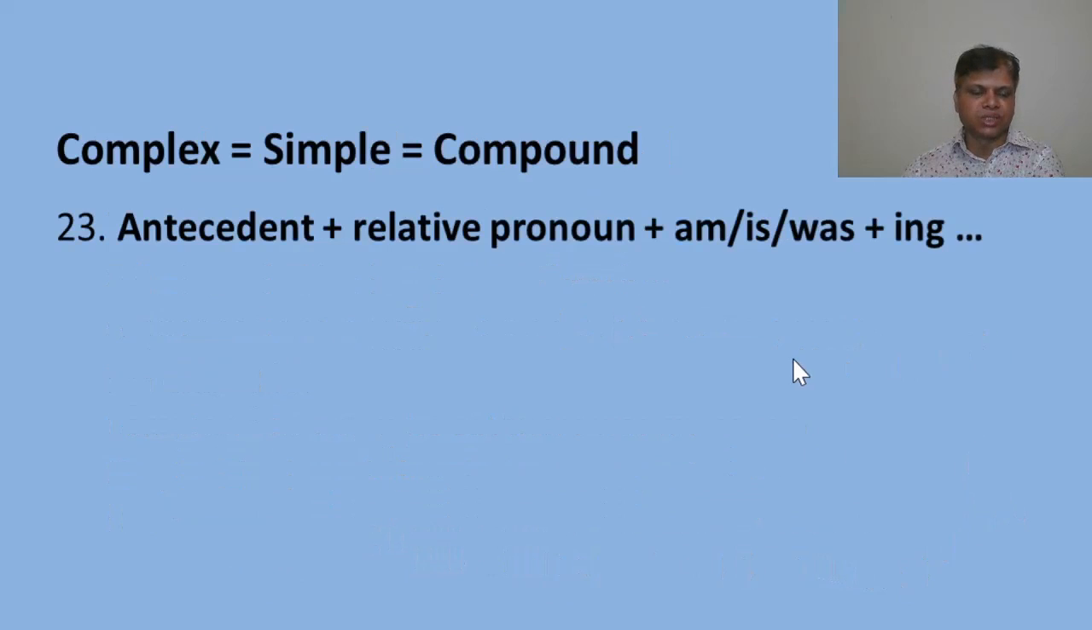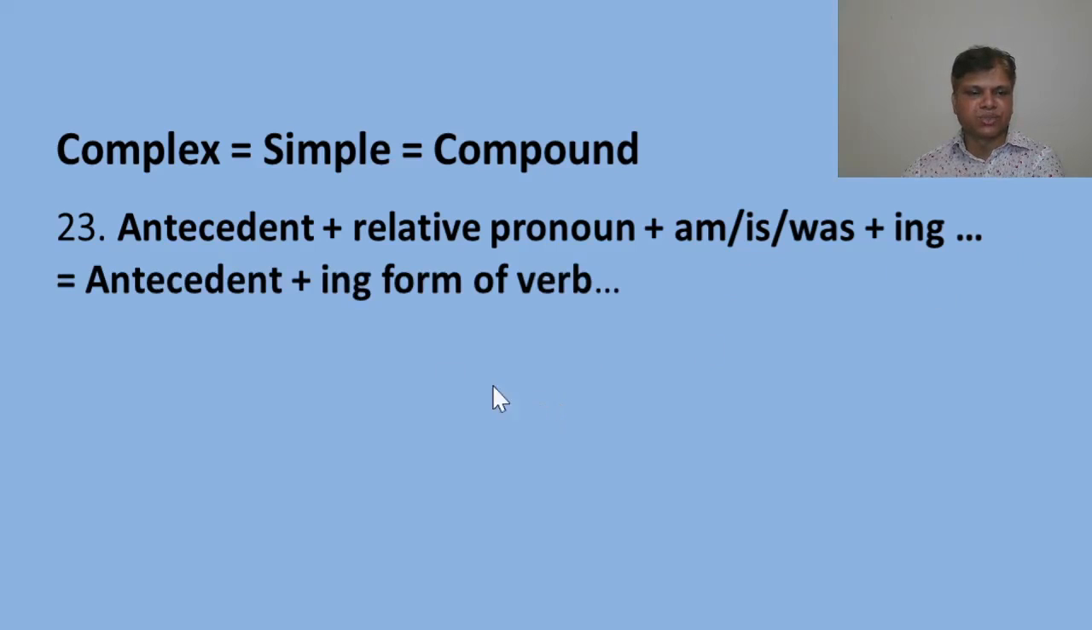Look at the 23rd rule. Antecedent, relative pronoun, am, is, or was, ing, that is, the relative pronoun will follow the ing form, present continuous or past continuous or any continuous tense, and rest of the sentence. If you want to make it a simple sentence, follow the structure. We have to put the antecedent first, then the ing form of the verb and rest of the sentence.